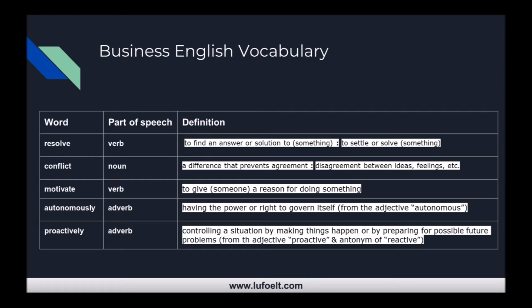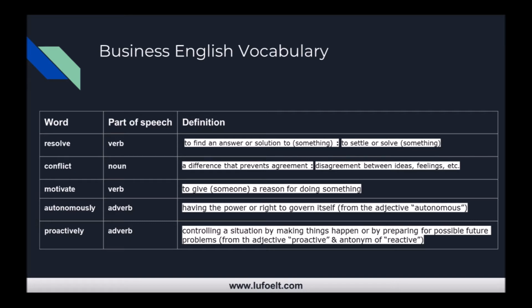And the next word is motivate. Motivate means to give someone a reason to do something. So when we're at work, we have things that we need other people to do for us. And if we motivate them, they will do those things better or to the best of their ability. But if we don't motivate them, maybe they'll be less enthusiastic about doing what we ask them. Maybe they won't put as much energy into it. Maybe they'll do it slowly. So motivate means finding a way, a reason to make someone do something to the best of their ability.